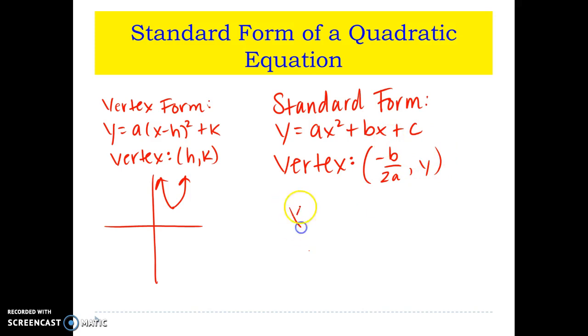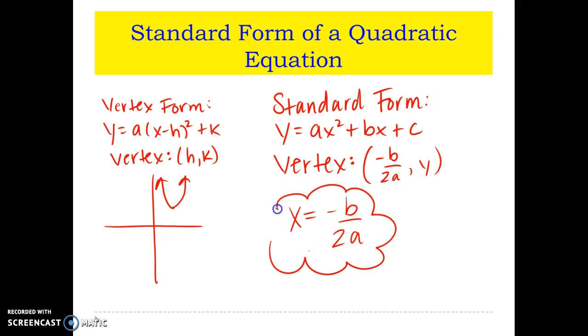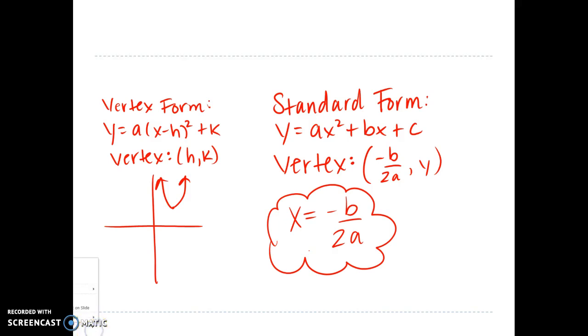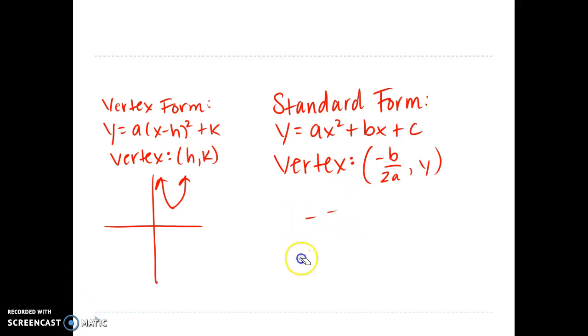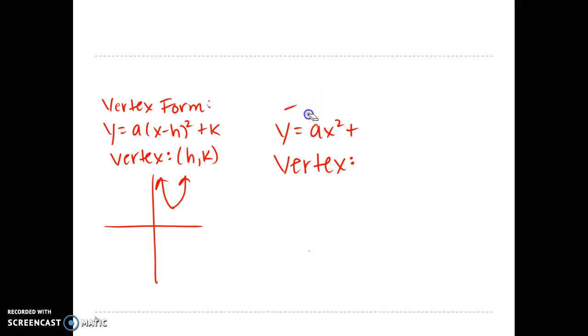Okay, so here is the formula. x is going to be negative b over 2a. This is very important when you are given standard form. That helps us find, one, our axis of symmetry, which is also the same thing as the x-coordinate of our vertex. Okay, so now we're going to practice it with an actual example.